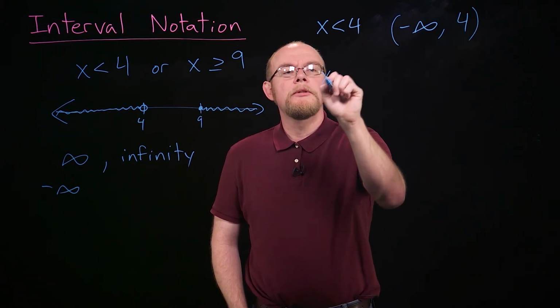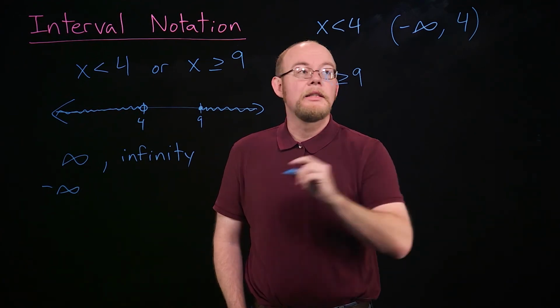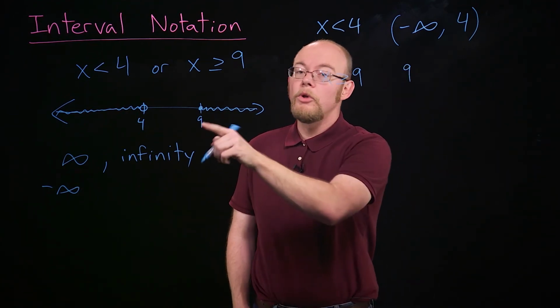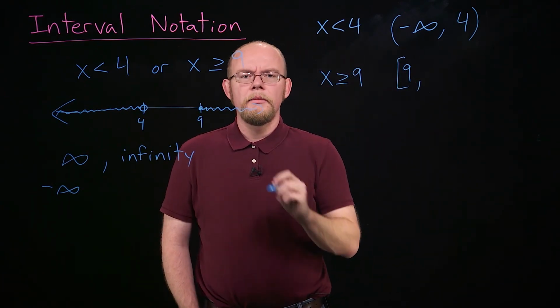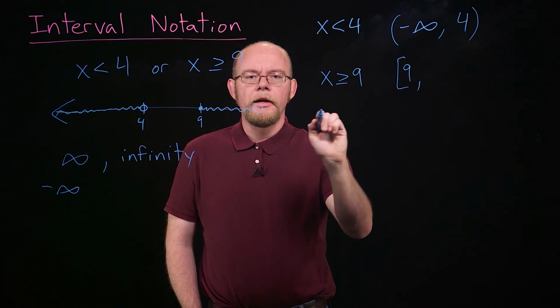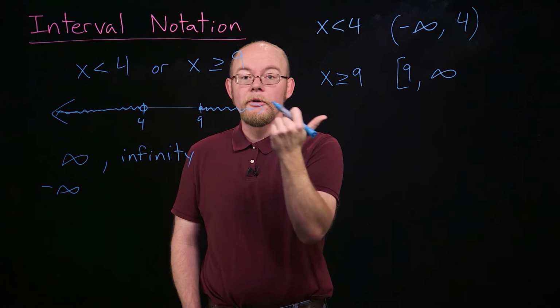Now, if we do something similar with x is greater than or equal to 9, we start with the leftmost point, in this case 9. We write that down. We know it's included, so we do a square bracket. And then we notice that we keep going right and right and right. And by a similar logic, we go ahead and we go to infinity. That is, we keep going right.